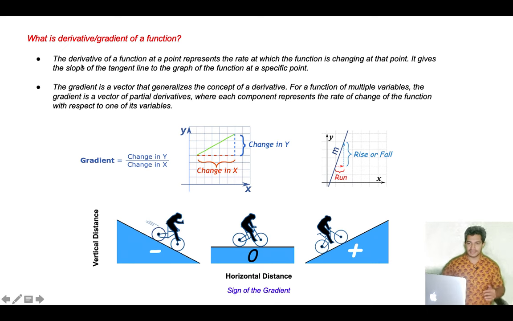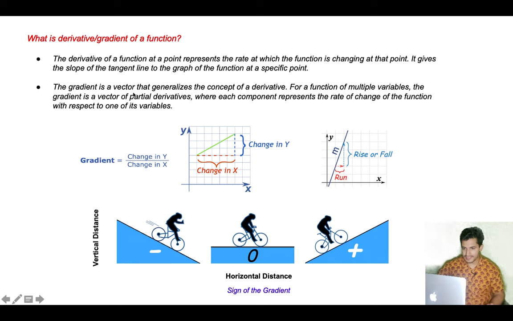So what is the derivative or gradient of a function? The derivative of a function at a point represents the rate at which the function is changing at that point. It gives the slope of the tangent line to the graph of the function at a specific point. So it's change in y over change in x. It's also called rise or fall over run. Change in x is called run and change in y is called rise or fall.